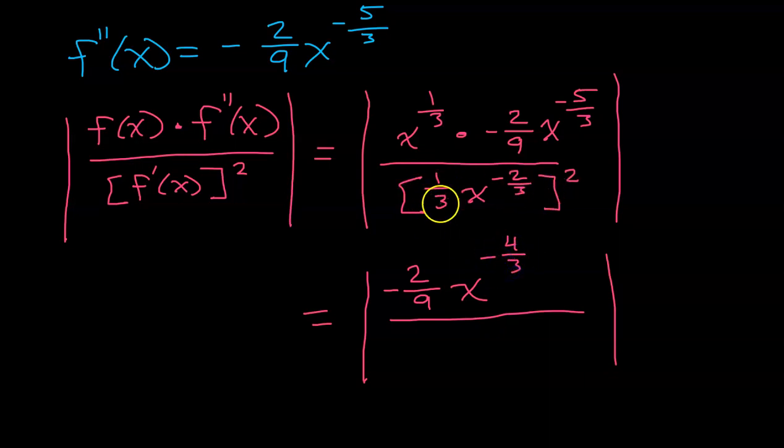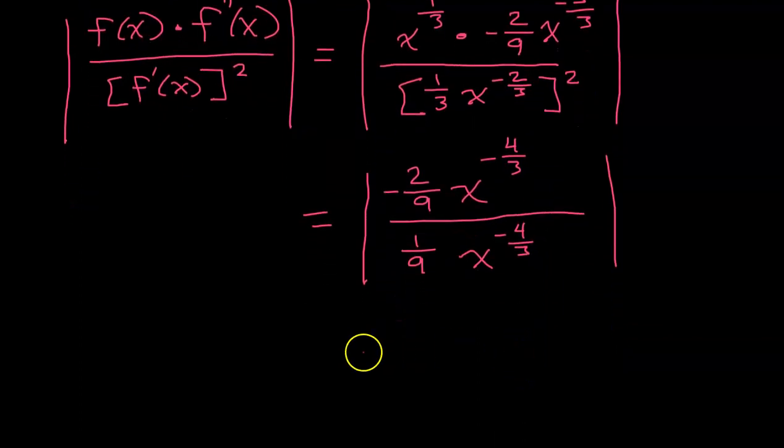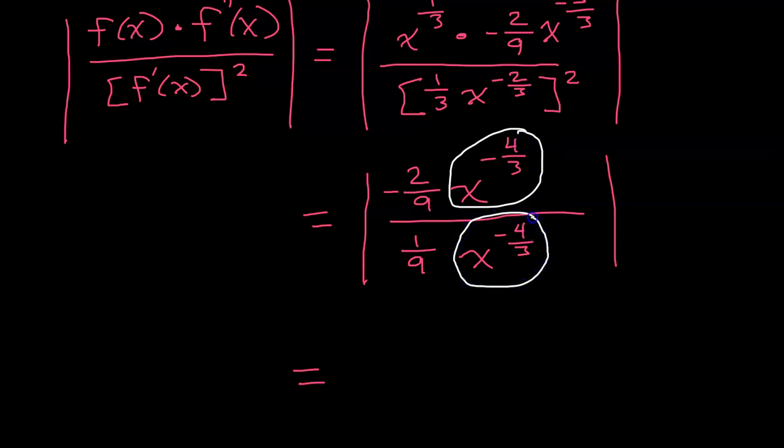Meanwhile, in the denominator, I need to square 1/3, so that'll be 1/9. And then, if you square a variable and its exponent, all you do is multiply the exponent. So I'm going to have x to the negative 4/3 power. I'm just doing negative 2/3 times 2 is negative 4/3. So that's very interesting. I'm noticing that I have x to the negative 4/3 power here, and I have another x to the negative 4/3 power here. So of course, those are just going to cancel each other out.